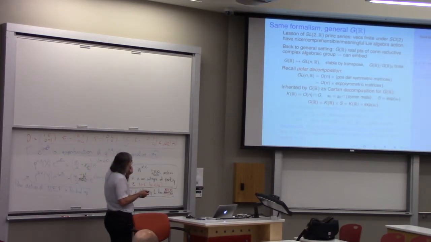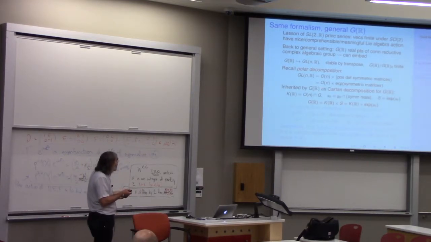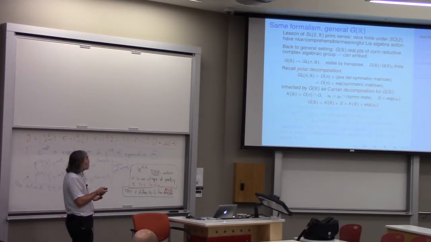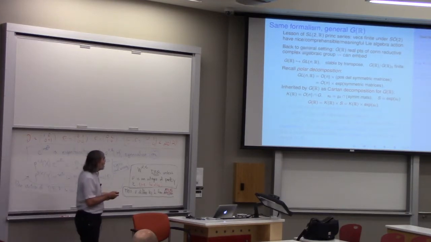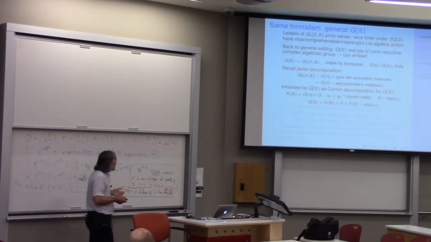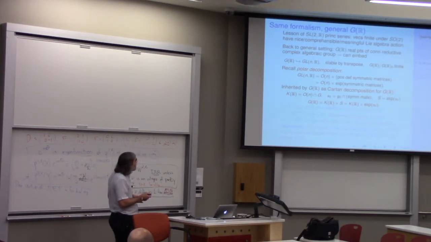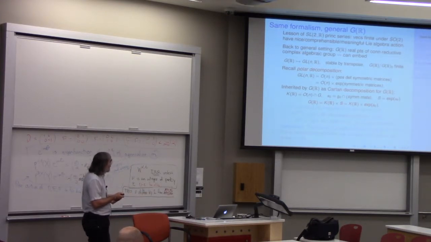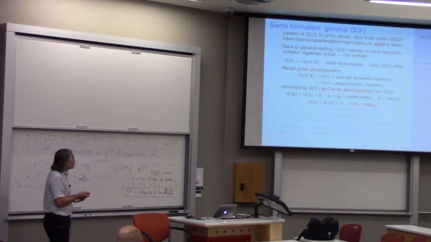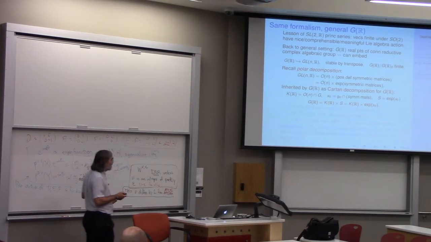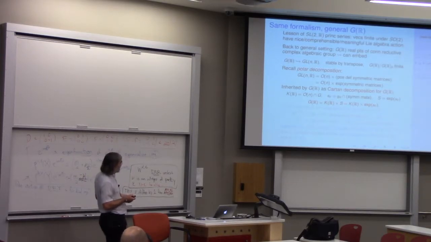So this polar decomposition is inherited by this algebraic subgroup. If you define K of R to be the intersection of the orthogonal group with G of R, and S naught to be the symmetric matrices in the Lie algebra g, then this group G of R also has a topological product decomposition as this maximal compact subgroup times a vector space.